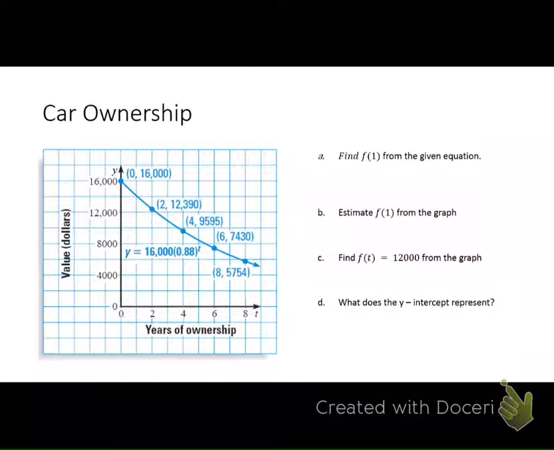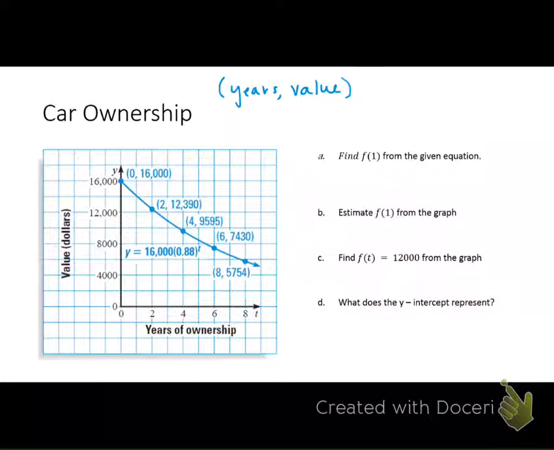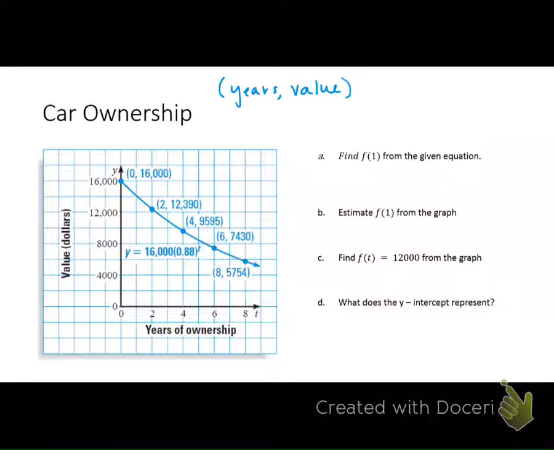Car ownership. So y is the value in dollars and x is the years of the ownership. So it's years, comma value. We want to make sure we understand what our x and y are so that we know how to interpret our solutions. So it's about a car as well. The points are actually given to you on this equation, which is helpful. So Kaylin, it says find f of 1 from the given equation. So our given equation is y equals 1,600 times 0.88 to the t power.